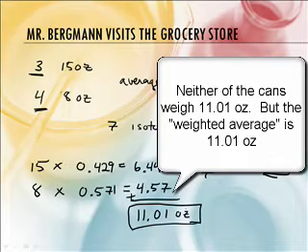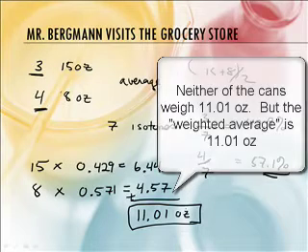But the weird thing about that is that nobody weighs 11.01. That's true. It's either 15 or 8. Right, but if we have that distribution, then that's our average. Okay, all right. That's cool.